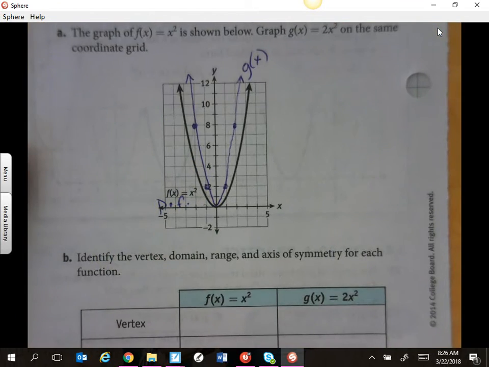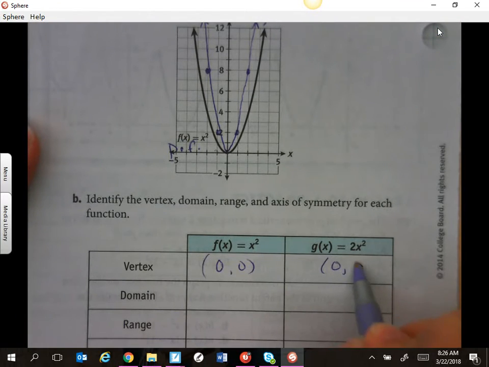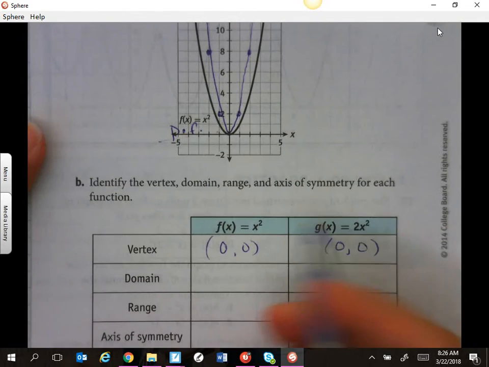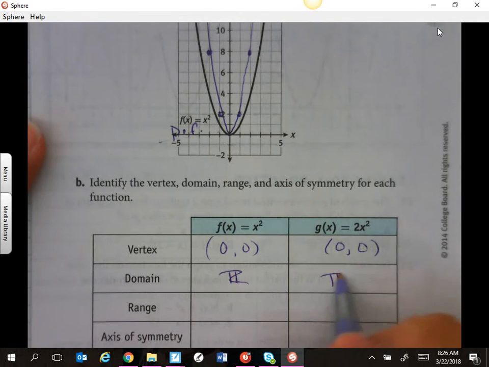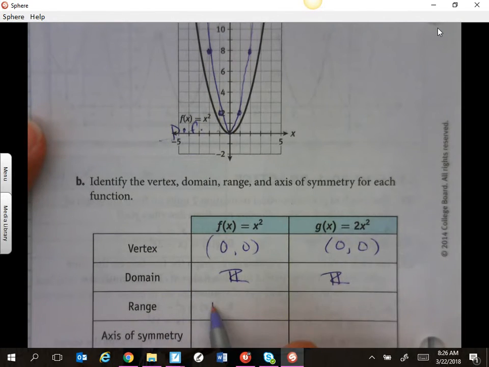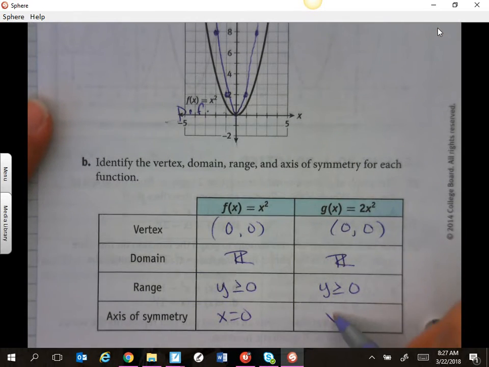So if we have a vertex, well, the vertex on both of these is 0, 0. The domain, left to right, is still going to be all real numbers. The range is going to be everything above 0, so y is greater than or equal to 0. And the axis of symmetry is going to be the y-axis, which is x equals 0. So none of that changes.